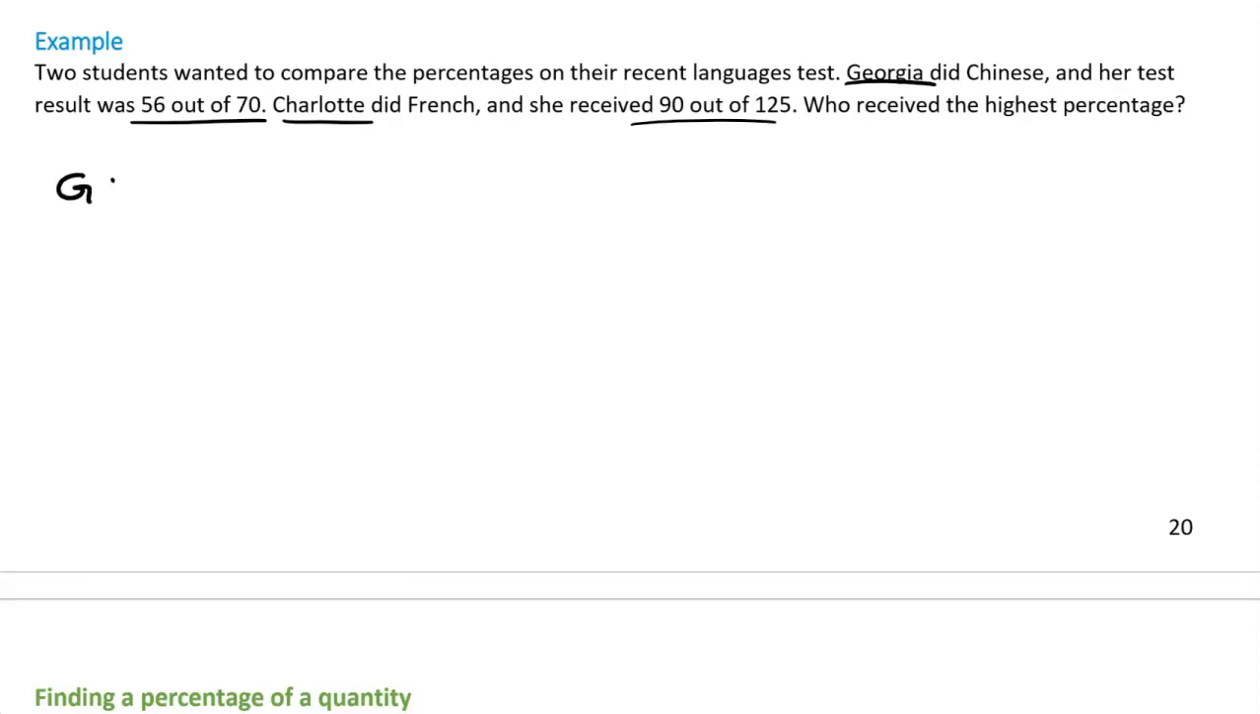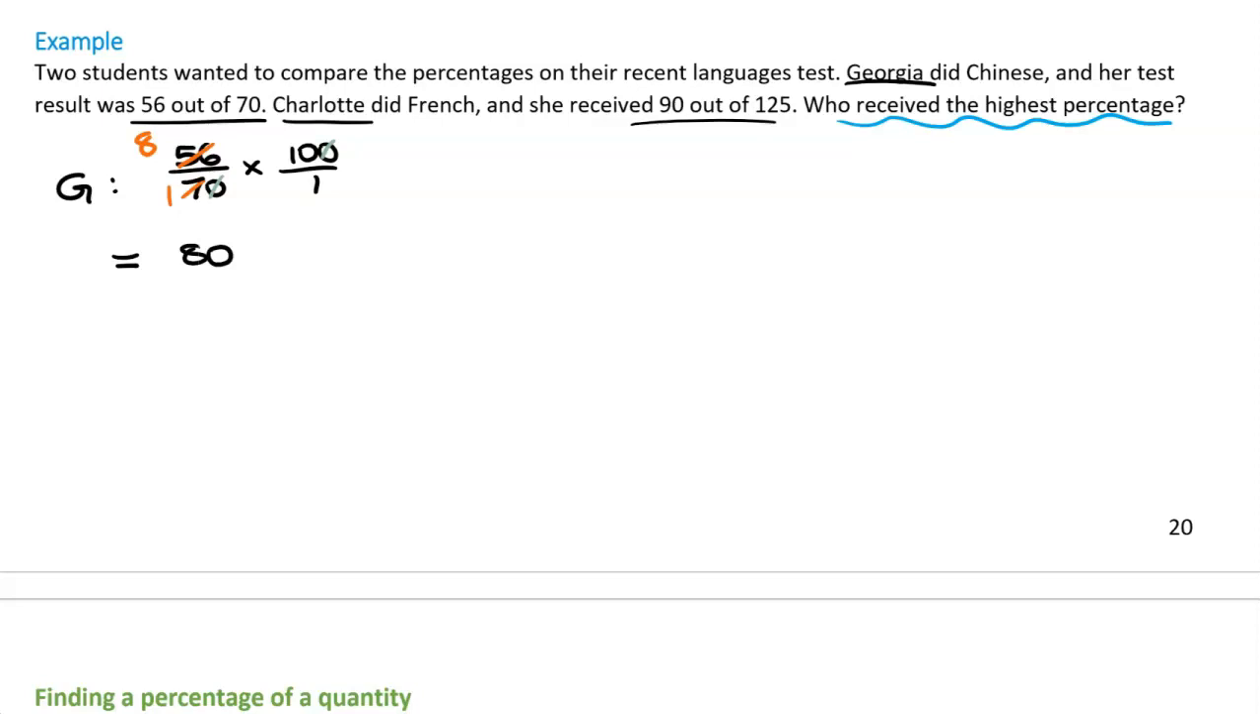Okay, so Georgia's result. She got 56 out of 70. And to be able to convert that to a percentage, we need to multiply by 100 over 1. Remember, we're trying to figure out who received the highest percentage. So converting both of these numbers to percentages allows us to compare them nicely. Okay, can we cancel anything off before we continue? 10 goes into 100 10 times, into 70 7 times. 7 eights are 56, so I could do 1 and 8 there. So looking across here, we've got 8 times 10 in the numerator, so 80. And on the denominator, we would have 1 times 1.